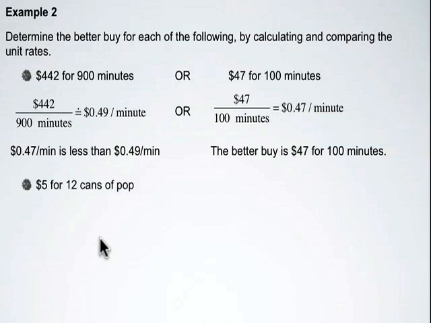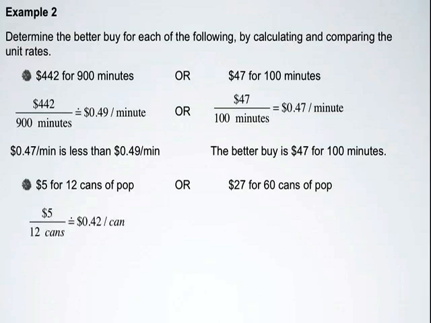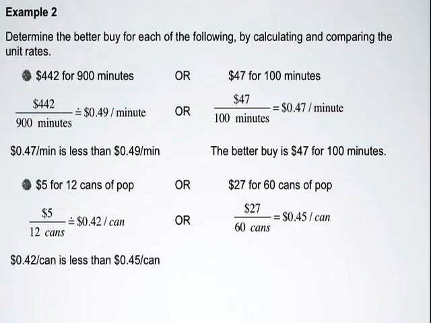$5 for 12 cans of pop, or $27 for 60 cans of pop. $5 divided by 12 cans is about 42 cents a can, or 0.42 of a dollar. $27 divided by 60 cans, I do the division, get about 45 cents a can, or 0.45 of a dollar. The 0.42 per can is less, so the better buy is $5 for 12 cans of pop.